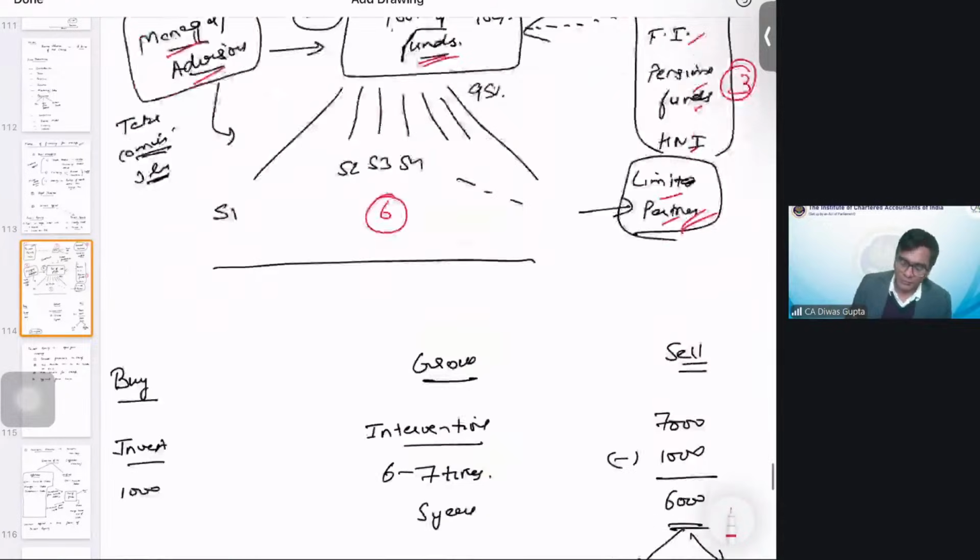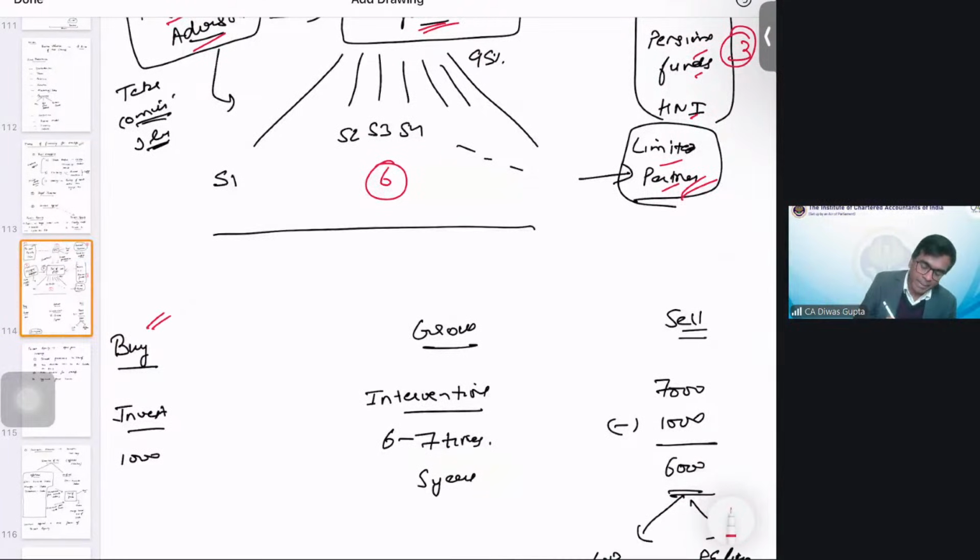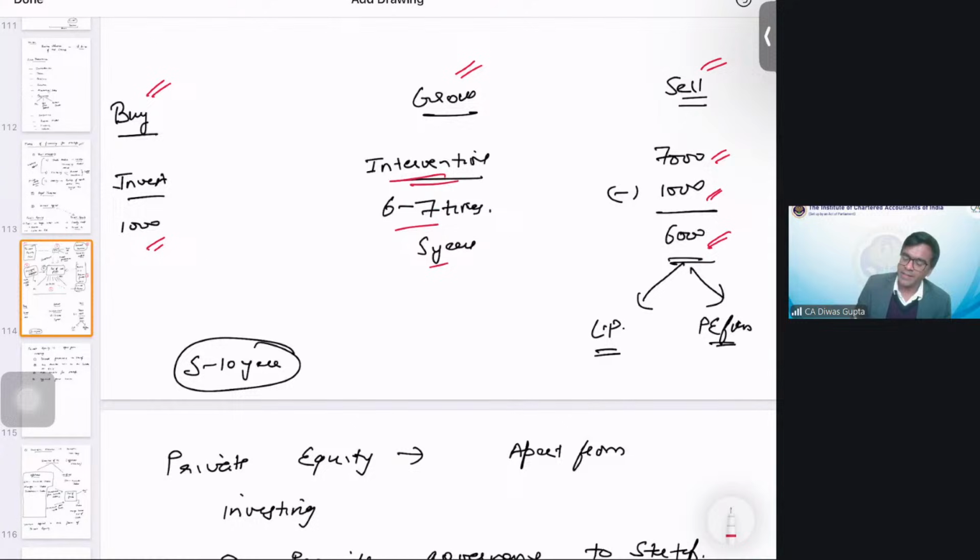Accordingly, they will come up with different startup ideas in which they can invest with the objective of buying it, growing it, and selling it. So invest 1,000 today, grow with their interventions, and they will expect at least 6 to 7 times growth in a span of 5 years. So 7,000 is the value at which they will exit. 1,000 is what they have entered with, and 6,000 will be their profit.